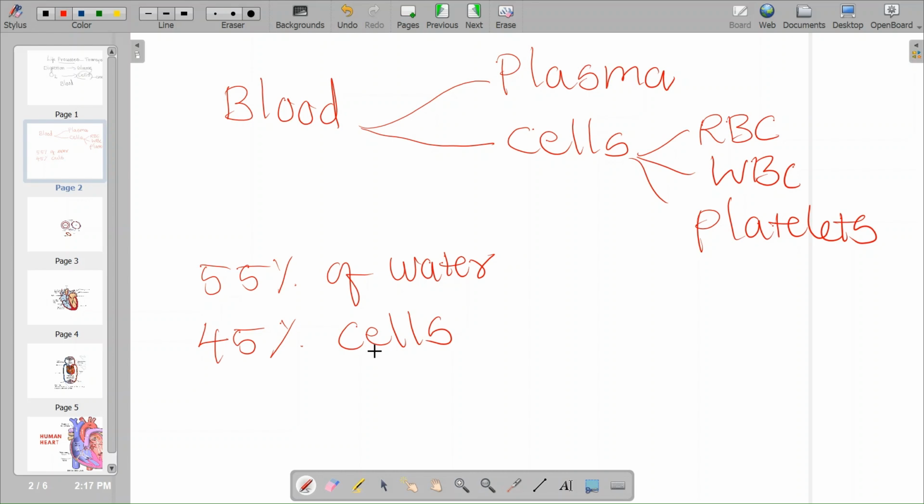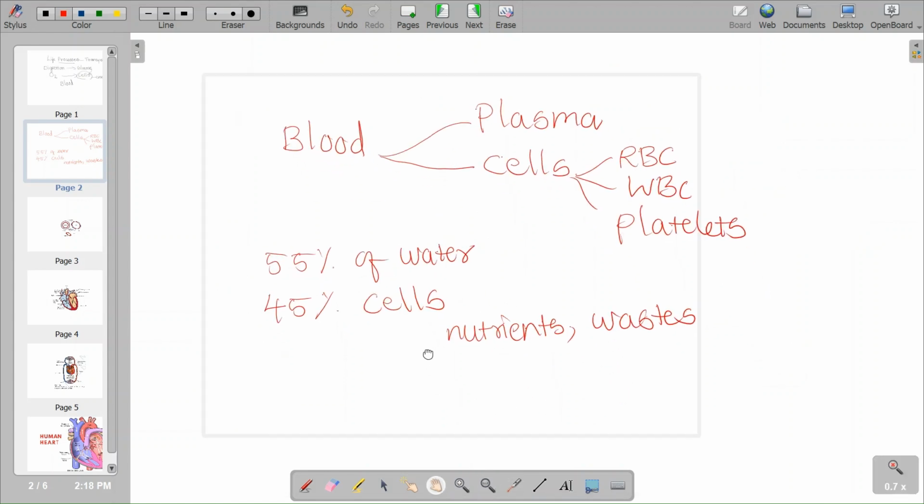Now, what is the function of this plasma? Plasma carries nutrients, waste materials, and even hormones are also carried by the blood plasma. So plasma is the liquid component. 55 percent of plasma is water, and 45 percent is the blood cells that are suspended in our plasma. The function of the plasma is to carry the nutrients and waste materials in our body. Next we will discuss the blood cells.